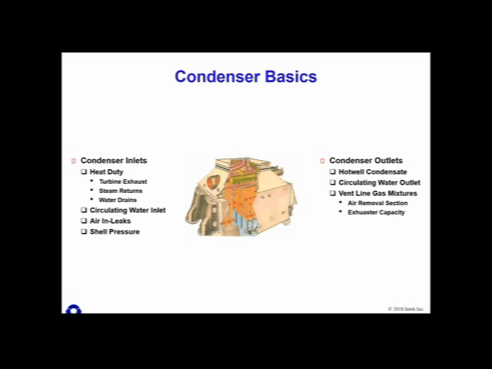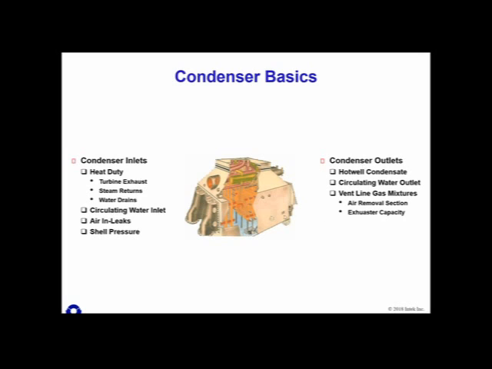This diagram is used as a guide to show all of the instruments to monitor the inputs and outputs of the condenser. So over here are the inputs to the condenser. The inputs are heat duty, which comes in the form of turbine exhaust, steam returns, and water drains. Another input is the cooling water inlet temperature and the cooling water flow rate. That's the inlet to the condenser. Air and leaks, so the amount of air and leakage going into the condenser, is another input. And then the shell pressure, the state of the pressure inside the condenser.